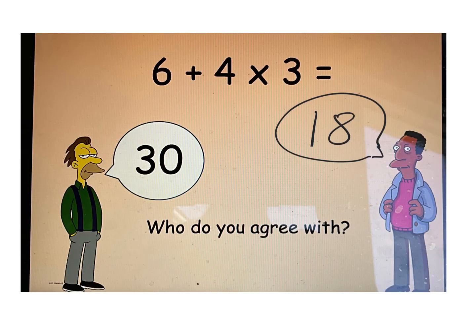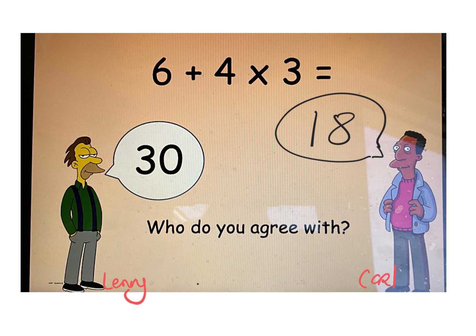Okay, so we're looking at a question here. It says 6 plus 4 multiplied by 3. And I have Lenny here on one side and I have Carl on the other. Now, Lenny is convinced that the answer is 30 and Carl is convinced that the answer is 18. But I suppose with everything in mathematics, we like to just have one correct answer. So which one has actually done the sum correctly?